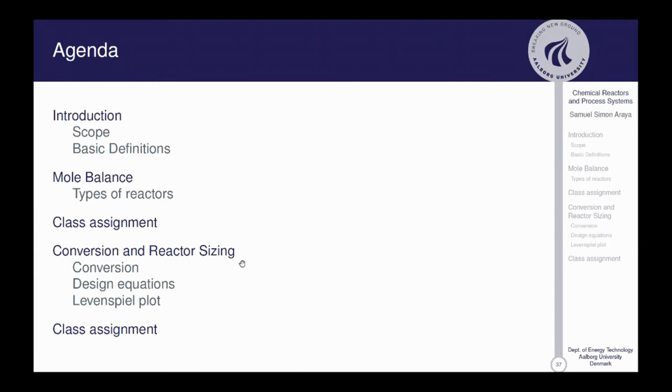Then we will talk about conversion in reactor sizing, and we will have some tools there to design the volume of reactors, or the time that we need for a chemical reaction, or for a reactor to take care of the chemical processes inside. And then we'll have a couple of assignments and some basic mole balance and conversion theories, and then reactor sizing with some tools.